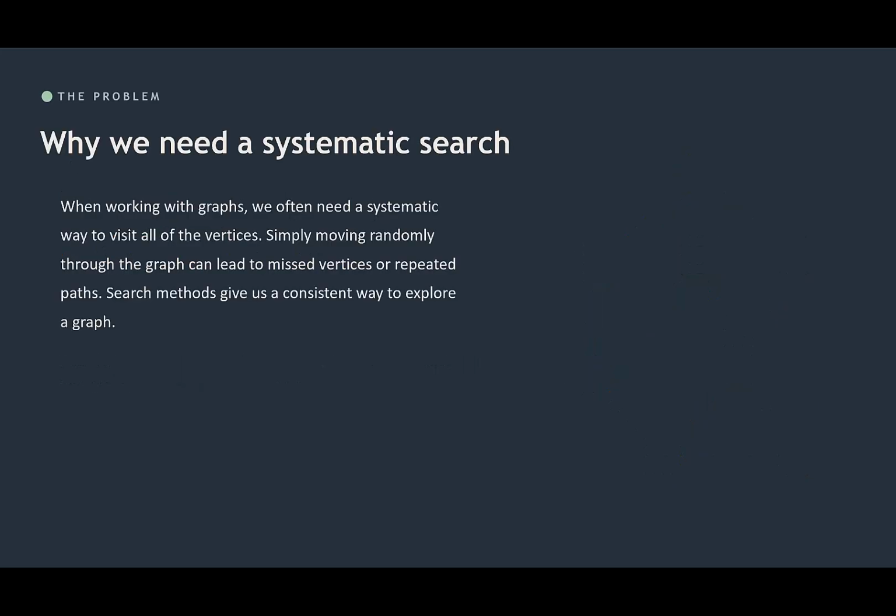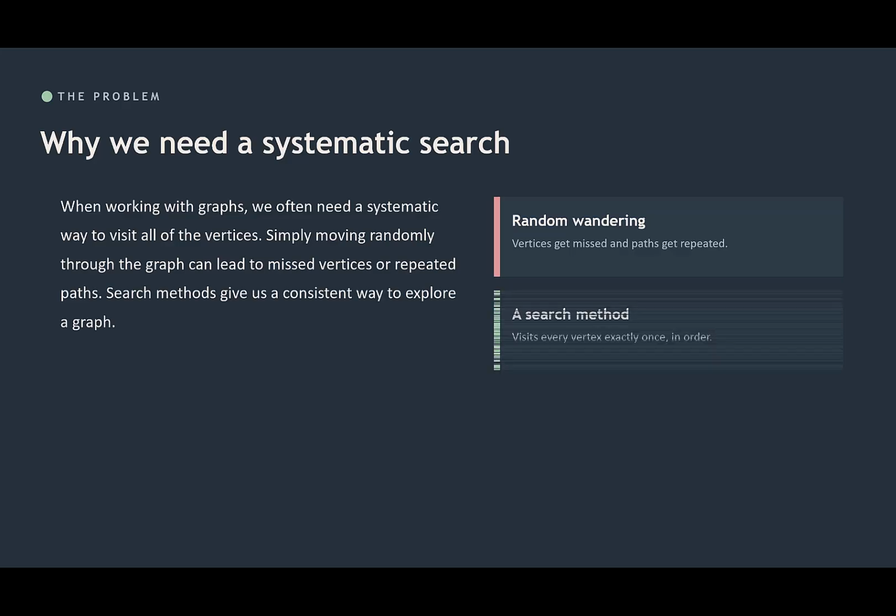So why would we need these kinds of searches? When we're working with graphs, we often need a systematic way to visit all of the vertices. Simply moving randomly through the graph can lead to missed vertices or repeated paths. Using a search method gives us a consistent way to explore the graph, which is where our two approaches, DFS and BFS, come in handy.